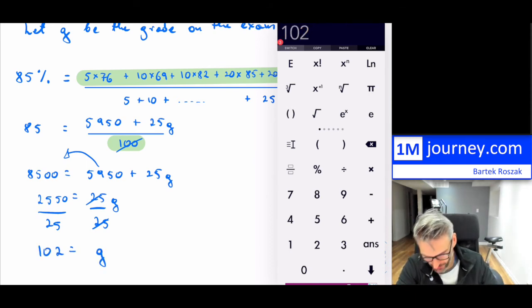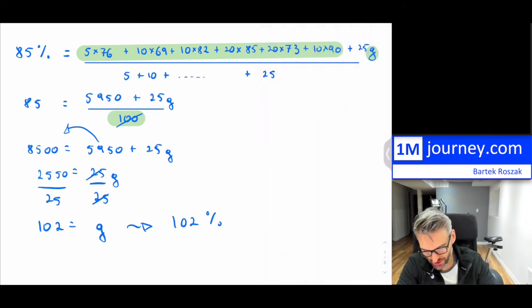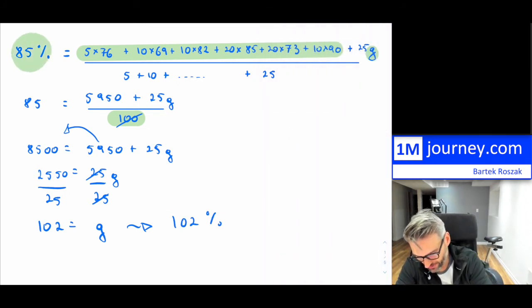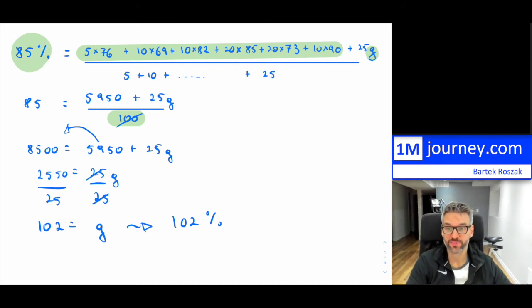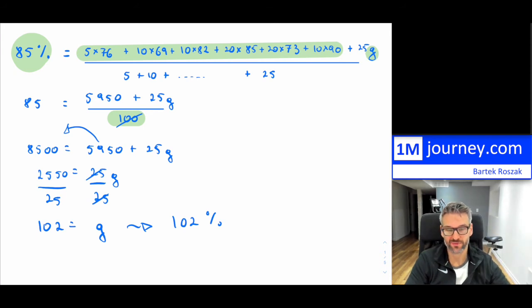Now don't forget I did everything in percent. What this is telling me is that I need 102% on my exam just to get an 85% average. So is that possible? Unless the teacher gives you some bonuses on the exam, which probably is unlikely, but who knows, then technically this is not going to be possible. So we're not going to be able to get an average of 85%.